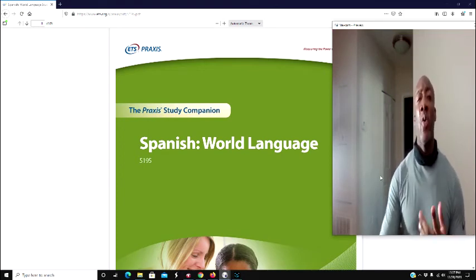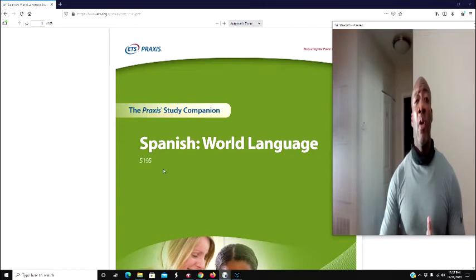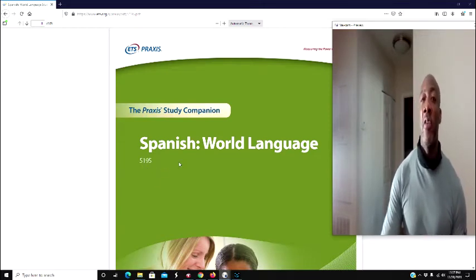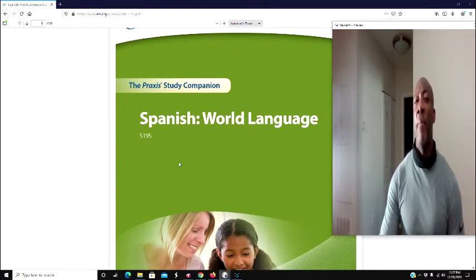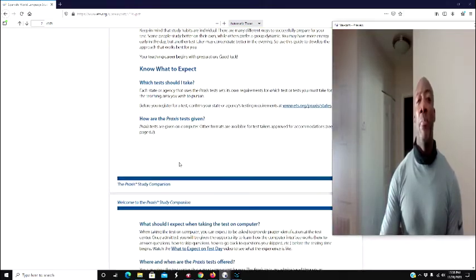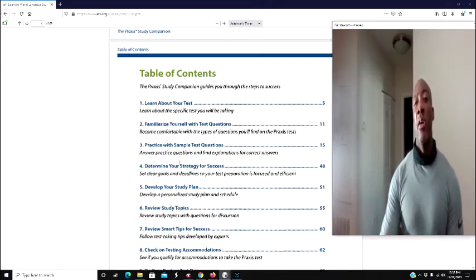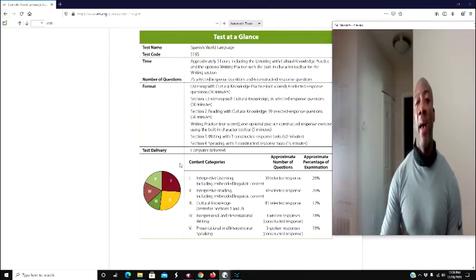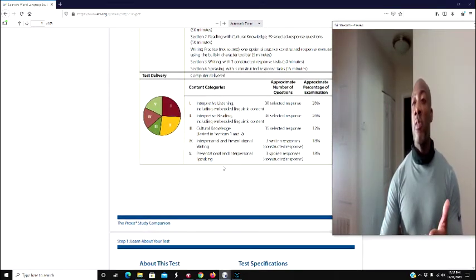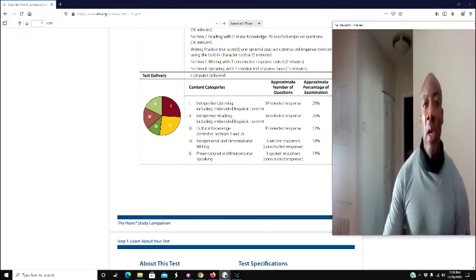In fact, I'll show you. You're going to find the code 5195 is going to be the code that you sign up for. This right here is a practice exam that you can find from their pamphlet at ets.gov. But let's go through this. A lot of people feel like just because they know Spanish, they're going to automatically pass this exam. This is what this test covers.